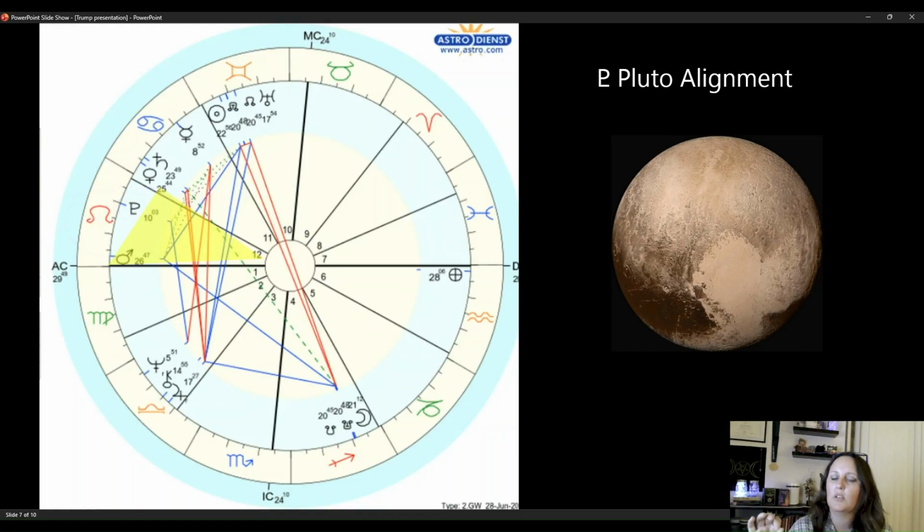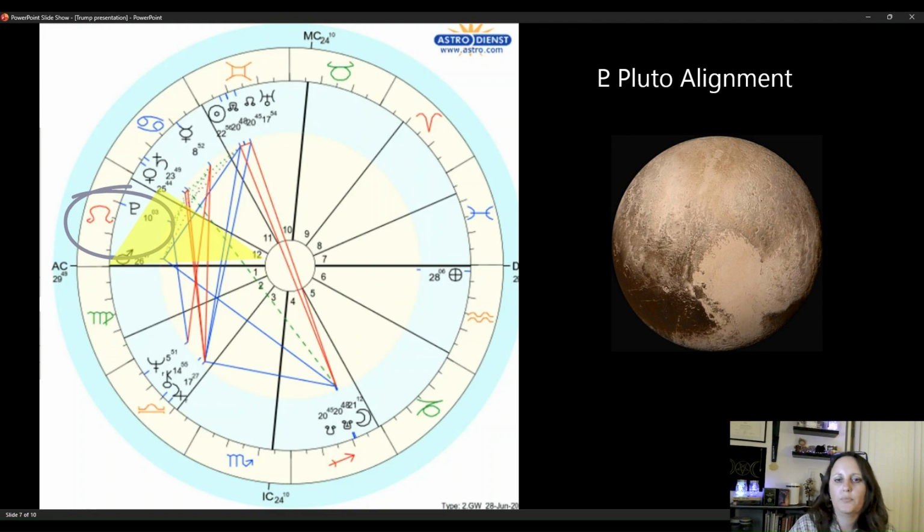So, with this placement in Leo, which is a very extroverted and strong, fiery energy, we can see that there is a shift in Trump's outer personality, even with it residing in this 12th house, which is a little bit more introverted.